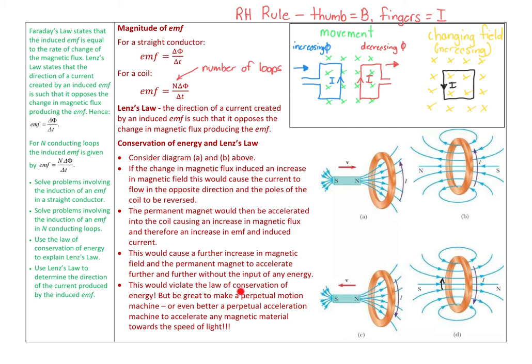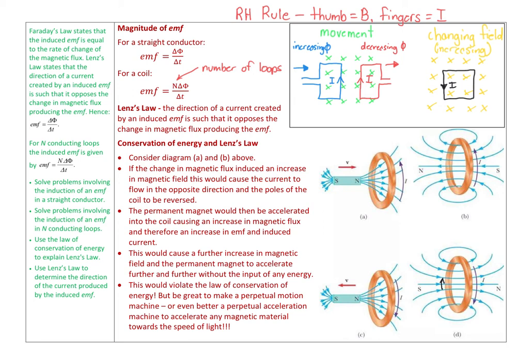This would violate the law of conservation of energy, but it would be a great way to make a perpetual motion machine, or even better, a perpetual acceleration machine, to accelerate any magnetic material towards the speed of light. Now, obviously, this doesn't happen. If it did happen, it would not obey the conservation of energy. You cannot get more energy out of a system than you put in.